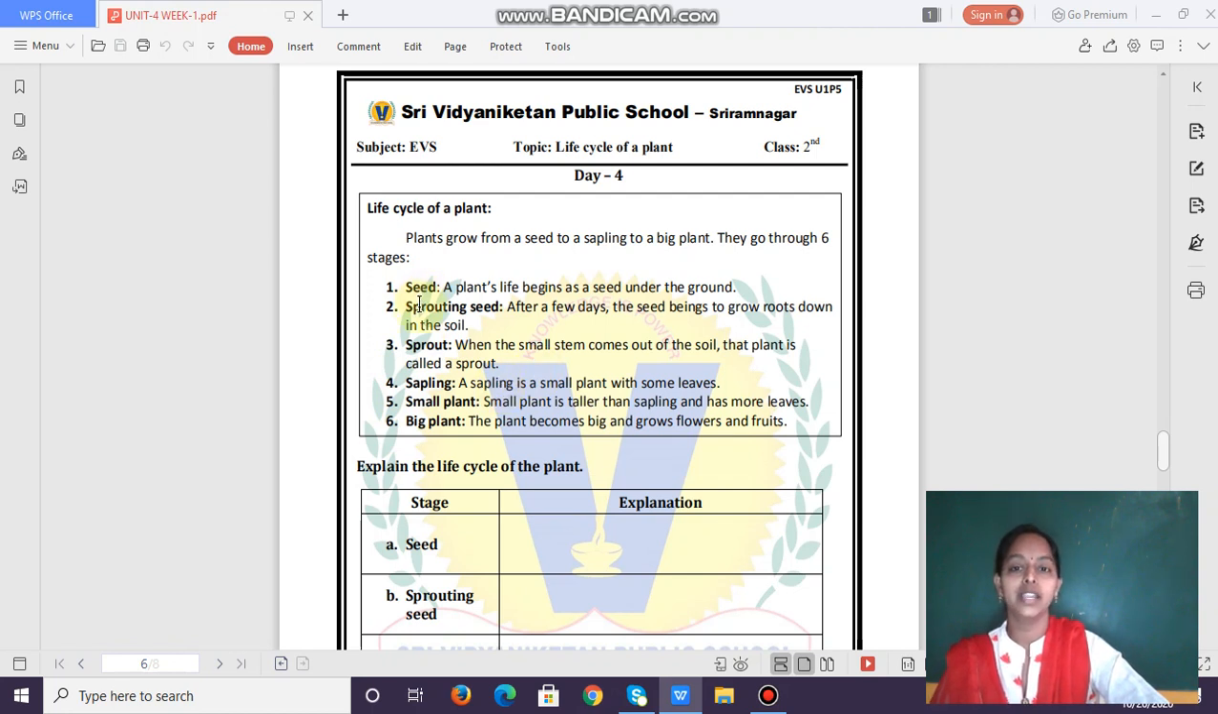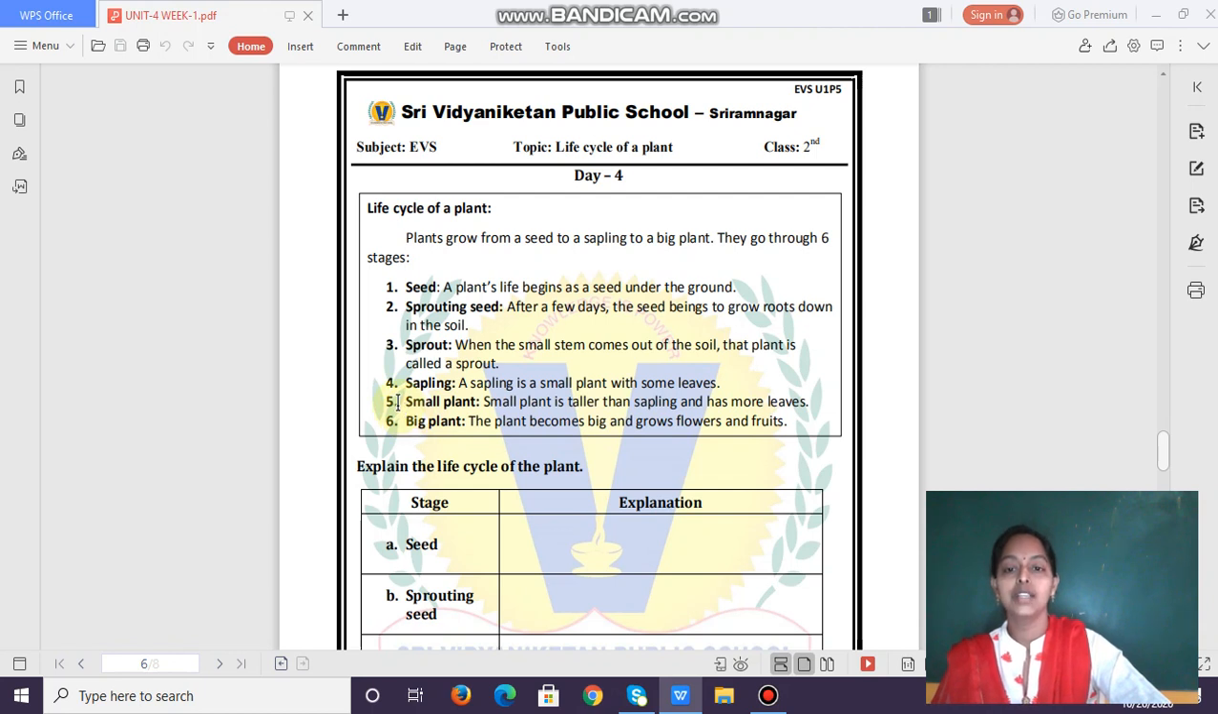First one, seed. A plant's life begins as a seed under the ground. Second one, sprouting seed. After a few days, the seed begins to grow roots down in the soil. Third, sprout. When the small stem comes out of the soil, that plant is called a sprout. The fourth stage is sapling. A sapling is a small plant with some leaves.